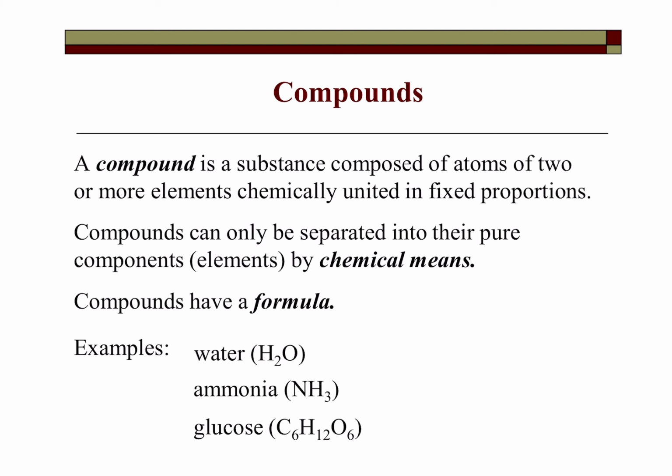A compound is a substance composed of the atoms of two or more elements chemically united in fixed proportions, and we can separate them chemically. Compounds can only be separated into their pure components by chemical processes or chemical means. Compounds have a formula. For example, water has H2O, ammonia NH3, glucose C6H12O6. All have a formula.